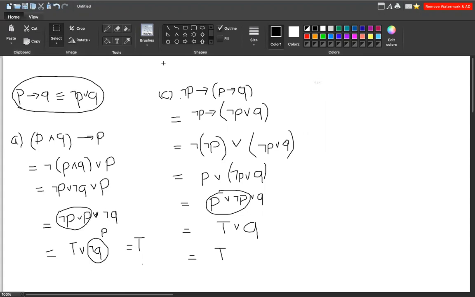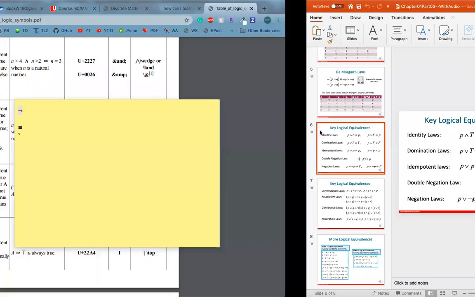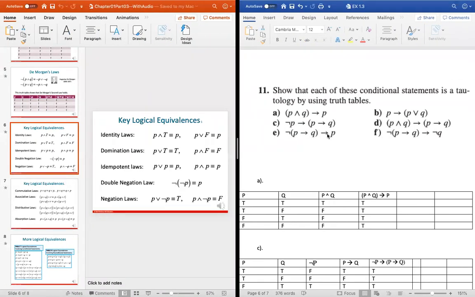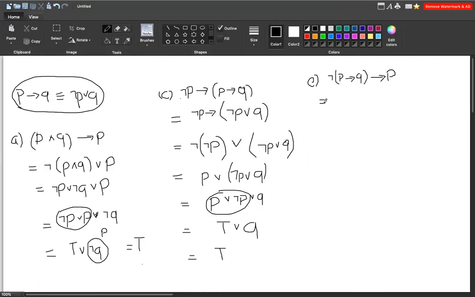Okay, let's do part number E. It says negation of P implies Q, and then we have negation of P. Okay, so negation of P implies Q implies P. Just like any other we have done, let's first replace those implication signs. So negation of P or Q implies P.